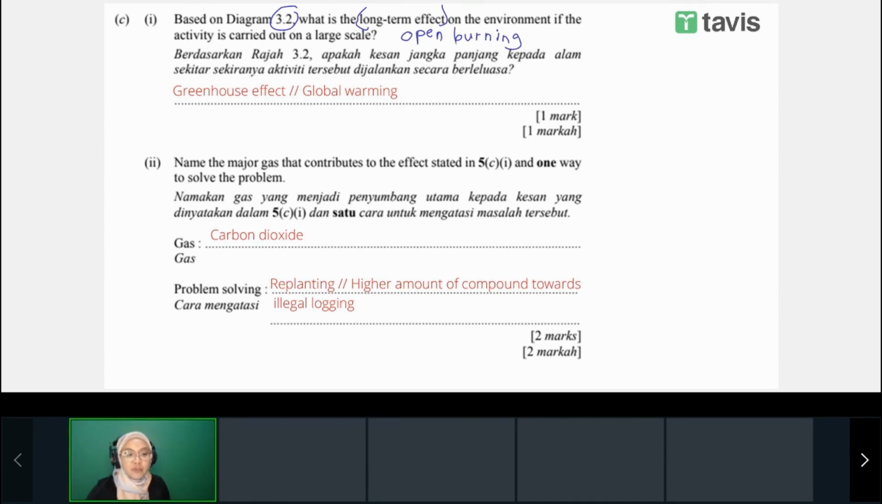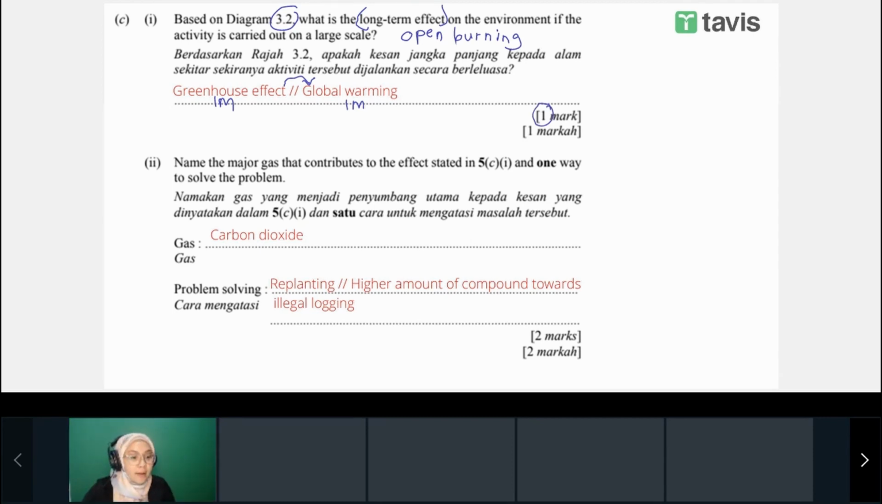It may cause the greenhouse effect. The greenhouse effect will later cause global warming. If you write greenhouse effect, you already get 1 mark. And for global warming, another 1 mark. But the maximum mark here is only 1 mark.